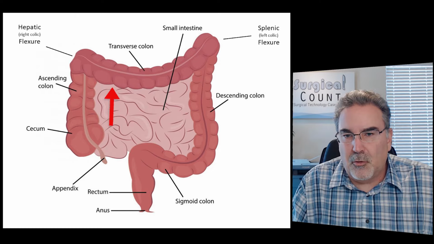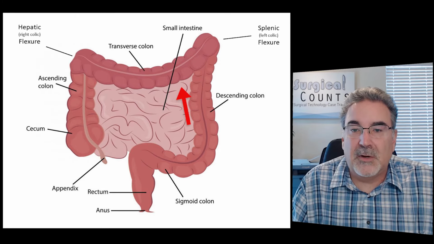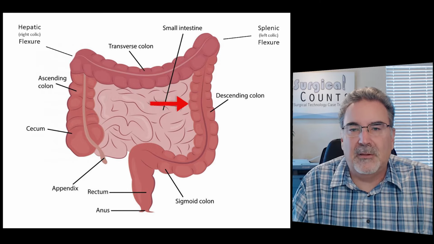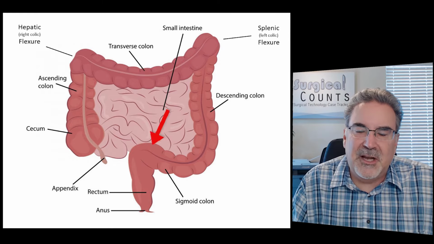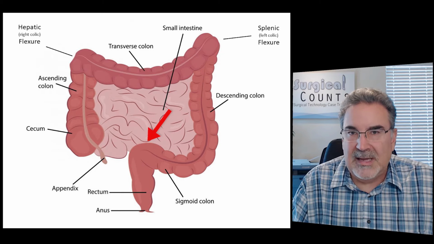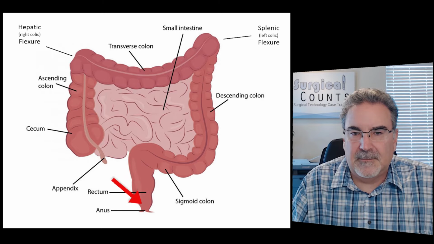Then you go across or transverse. So this section of the colon is called the transverse colon. Followed by going down, you're going through the descending colon. Then you go through this little sort of S shape in the colon here towards the end. This is called the sigmoid colon, the S shape, the sigmoid colon. That empties into the rectum and then finally to the anus.